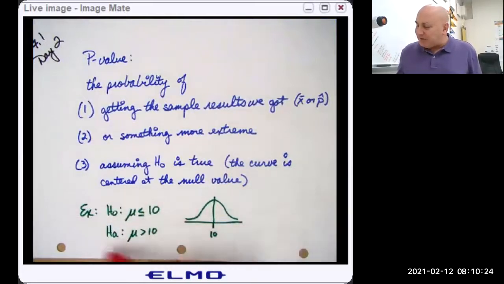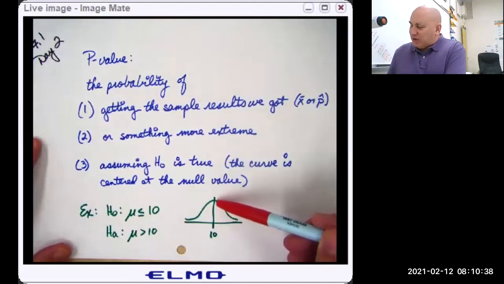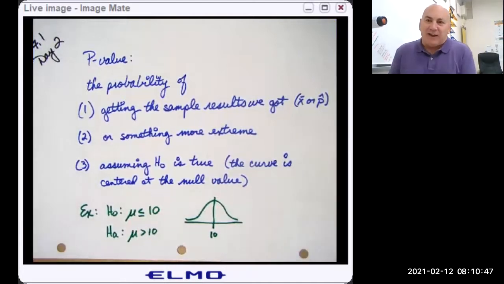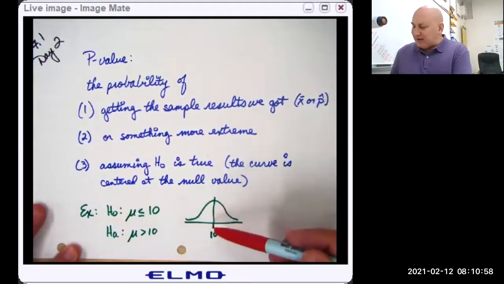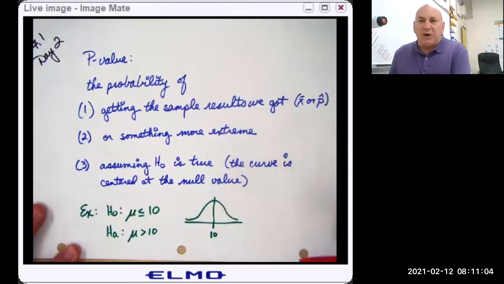So if these are my hypotheses, I center my curve at mu equals 10 right here. Then I want to gather evidence, so I would gather a sample. If that sample is just to the right of 10, just a smidge, you can see the probability of getting that result or something more extreme, all this area to the right, would be much more than 5%. P is not low. I don't reject the H0. I fail to reject it and conclude there is not enough evidence to support the alternative, because it's pretty likely that if mu is exactly 10, I would get a sample of 10.1.